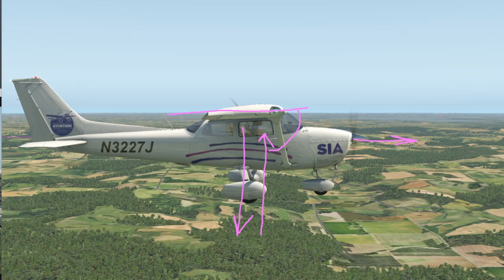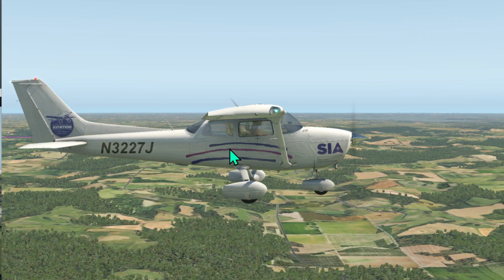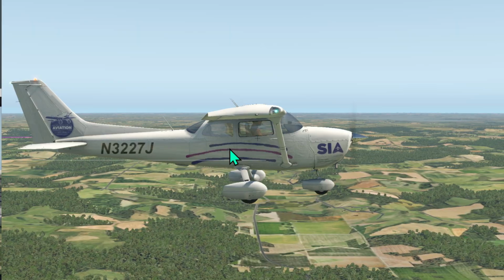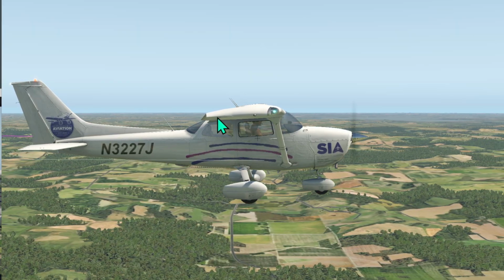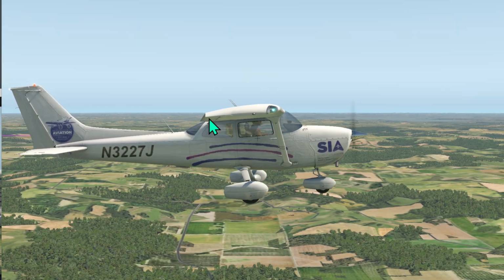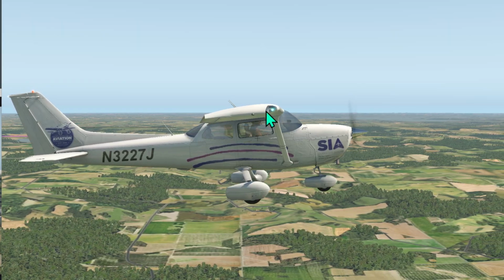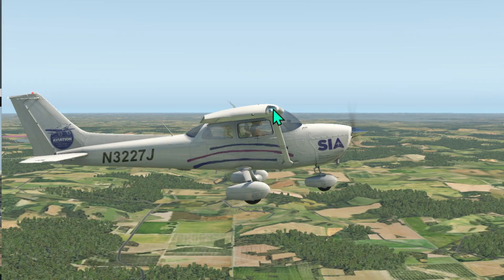Let's try something else here. Right now I've got full throttle. I'm going to unpause the sim, and we're going to decrease our throttle. Let's do that first. What I want you to look at here is that we've got the autopilot on, on altitude hold, so the aircraft is going to try to hold its altitude. Notice how the wing just went up there. Let's pause it a second. Did you see how the angle of attack actually increased? Let's take a look at this again.